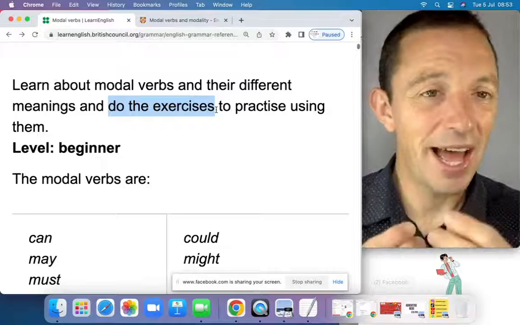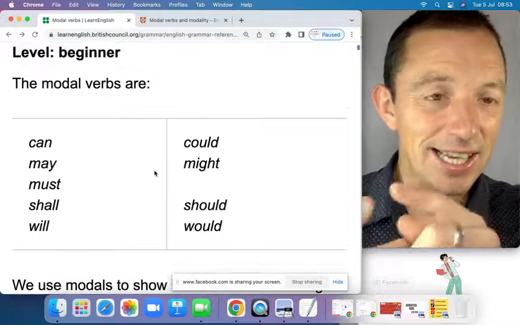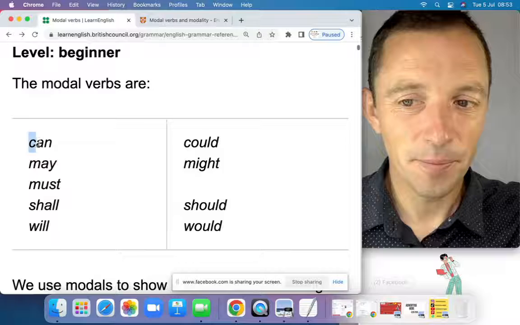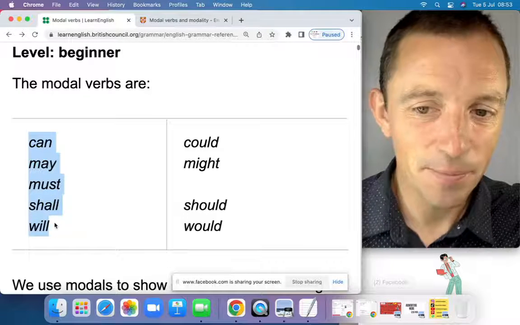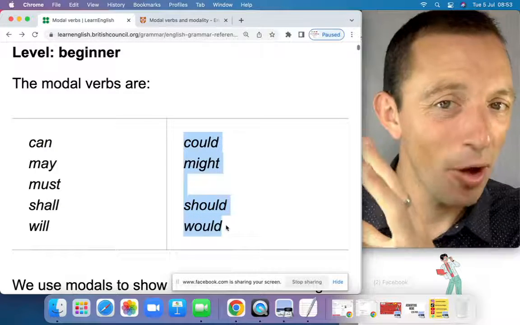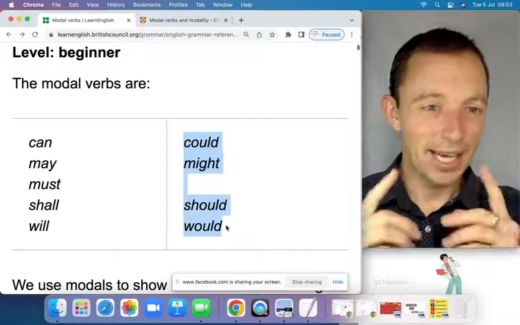So we start with level beginners, and this is the list of modal verbs that we have in English: can, may, must, shall, will, could, might, should, would. They are almost all the modal verbs we have in English.